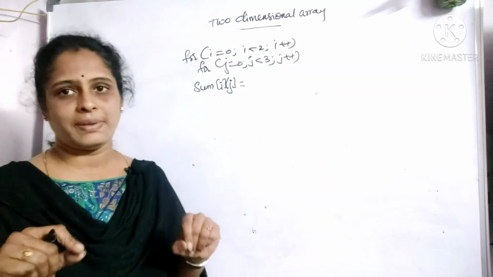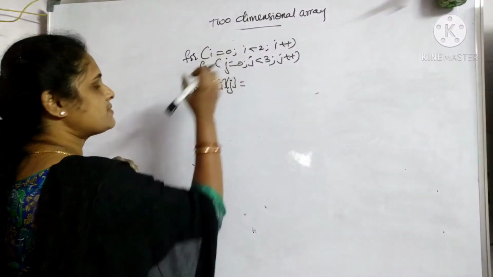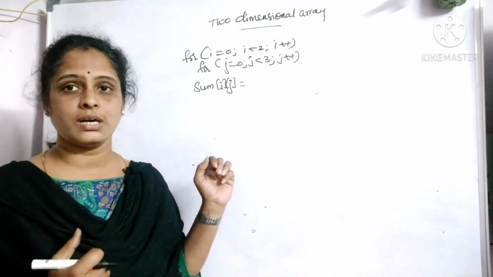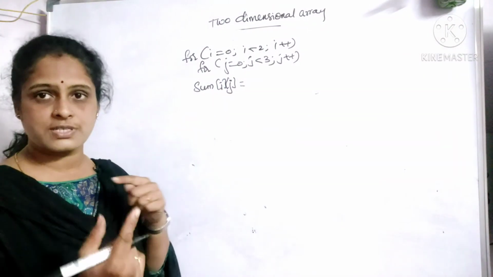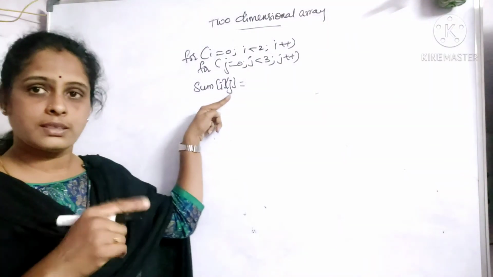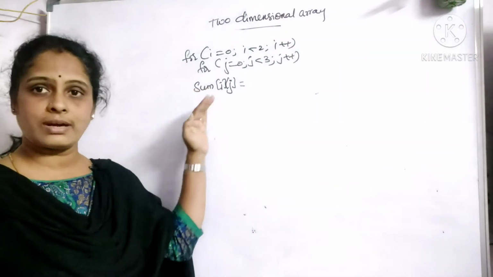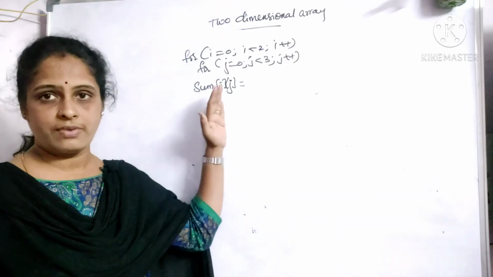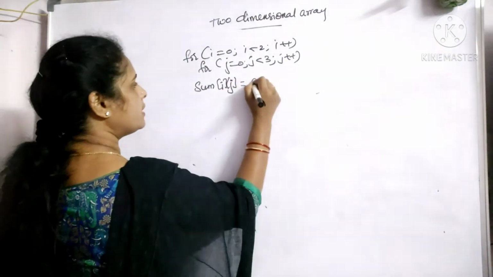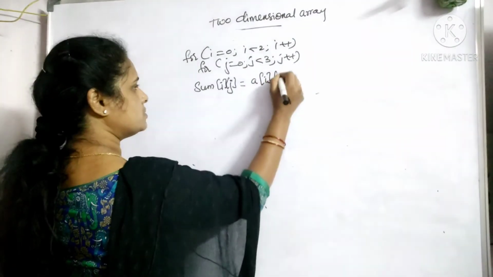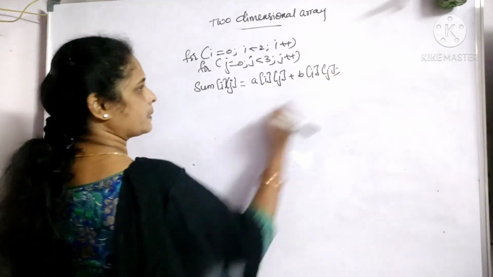Again, I'm not repeating everything, the mechanism goes the same way as we have seen in accepting elements into the first matrix. So see sum[i][j], in the first iteration 0 0, in the second iteration it becomes 0 1, 0 2, again 1 0, 1 1 and 1 2 and so on. In that way the values keep on changing here. So here it is a[i][j] plus b[i][j], right?